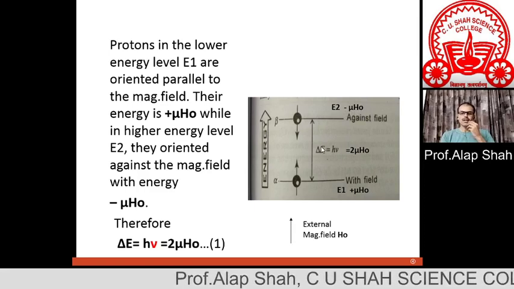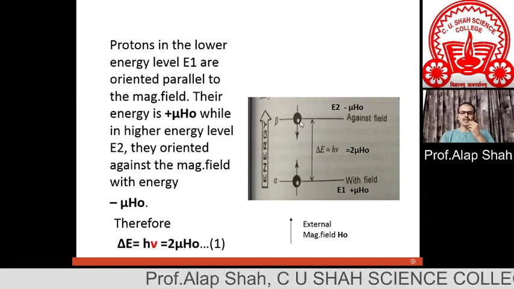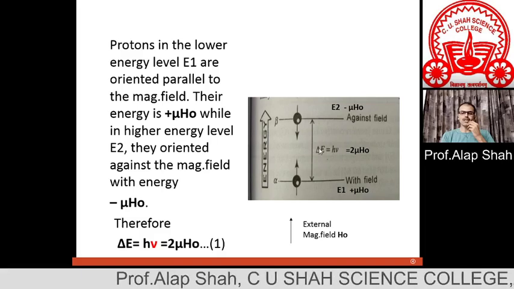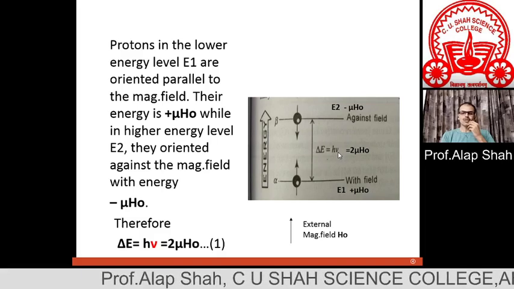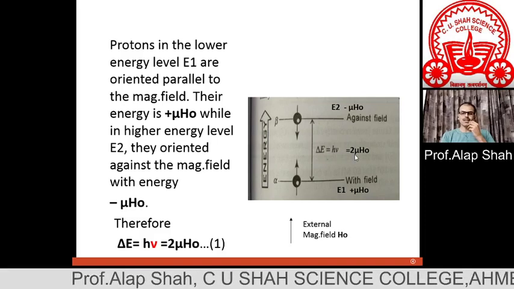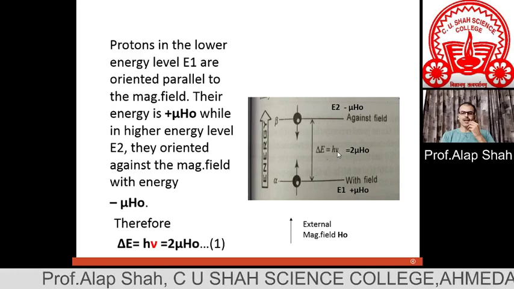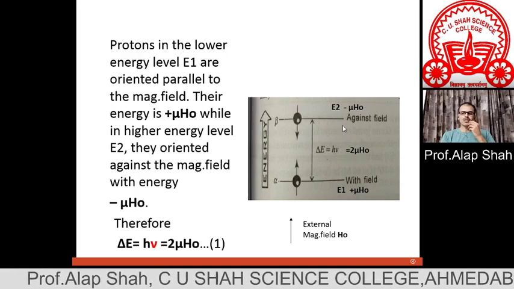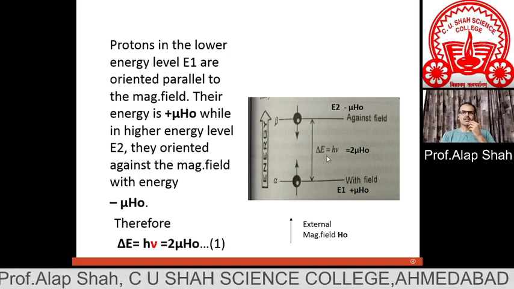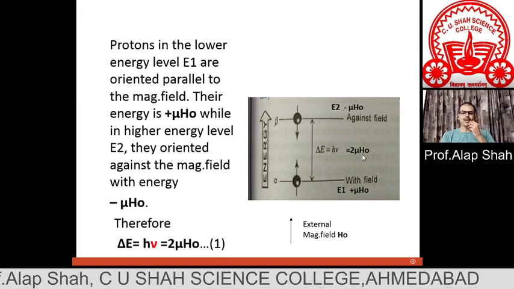So delta E is the difference between the E1 and E2 energy levels. We know that delta E equals h nu. This nu is frequency, and this one is mu, M for Mumbai and N for New Delhi. So this is plus mu H0, this is minus mu H0. As a result, delta E equals h nu equals 2 mu H0.